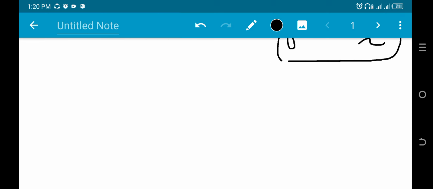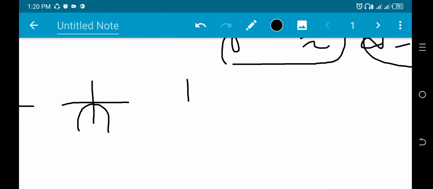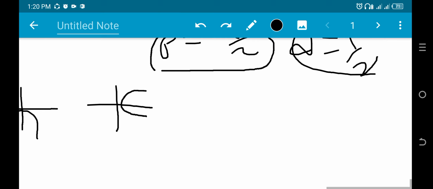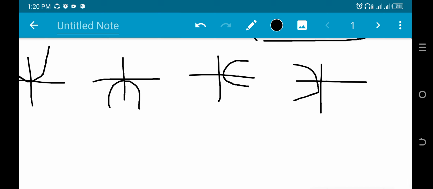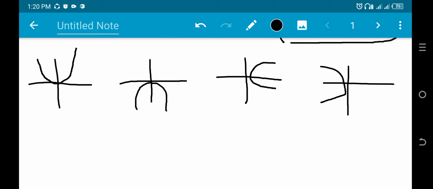So let me write these diagrams of parabola. There is this, the first one. There is this, the second one. We have this. Then the last one. Now, how are you going to know if your parabola is supposed to look like this, or like this?